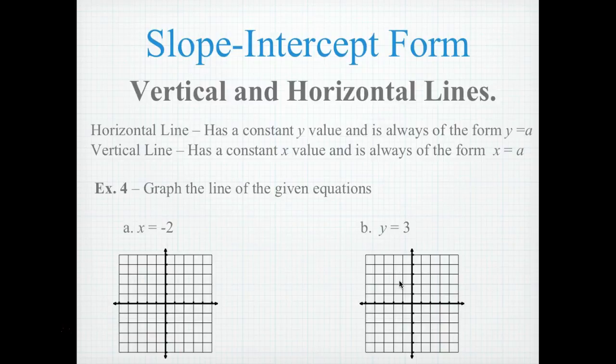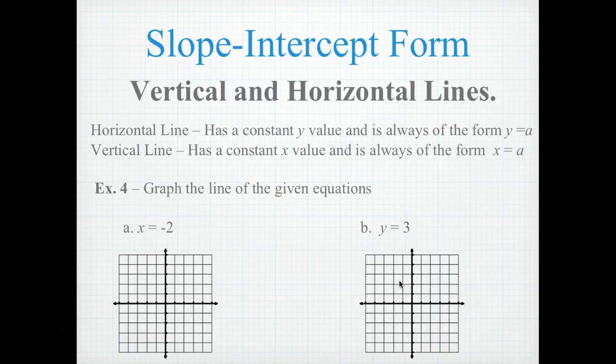Next, we're going to graph vertical and horizontal lines. Vertical and horizontal lines are always expressed using only a single variable. It's either an equation in terms of x or an equation in terms of y, not both. A horizontal line has a constant y value and is always of the form y equals a, while a vertical line has a constant x value and is always in the form of x equals a.